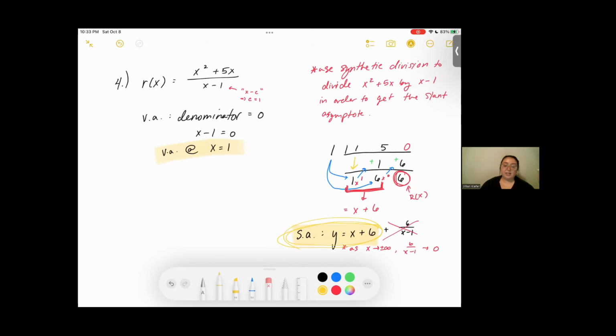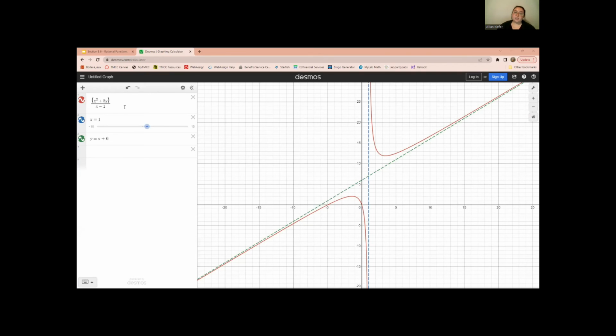So we can go ahead. If you'd like, you can always look at this on Desmos. So we're going to go ahead and do that really fast before we go back to our lecture. We're just going to take a little peek. We're going to see what this function looks like on Desmos and then compare this with our slant and vertical asymptotes that we found. All right, so here's our function x squared plus 5x divided by x minus 1.